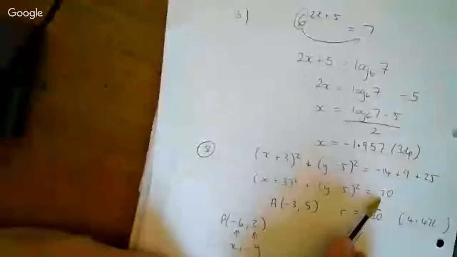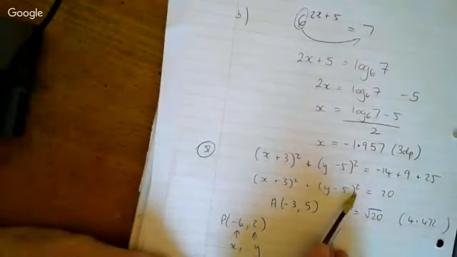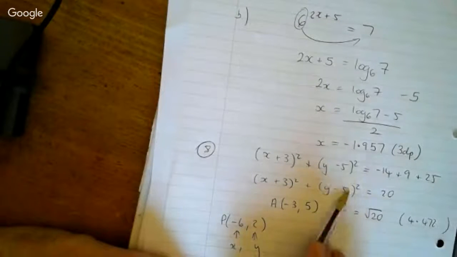Part B, it says the point P has the coordinates, so P has the coordinates -6, 2. Now that is its x coordinate, that is its y coordinate. All I need to do is sub those into there and see if it's equal to 20. If it was equal to 20, it would be on the circle. If it was less than 20, it will be inside the circle. And if it's greater than 20, it will be outside the circle.